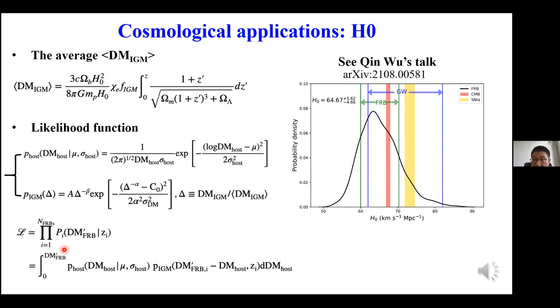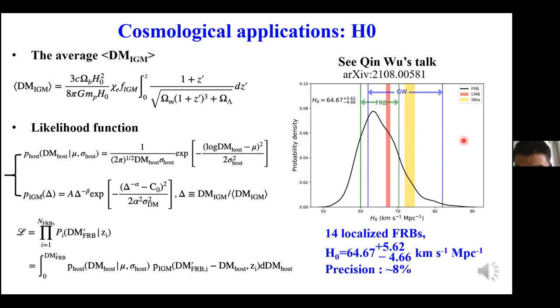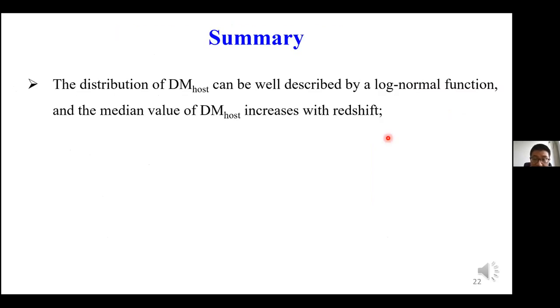Then from the 14 localized FRBs, we obtained a Hubble constant value of about 66.5 with a precision of about 8%. In this figure, we also show the Hubble constant derived from the CMB and the type 1A supernova. We can see that within the 1 sigma confidence regions, our result is consistent with the value derived from the type 1A supernova. For gravitational wave events such as GW170817, we can see it gives a very large Hubble constant constraint. This is the last slide of my talk.